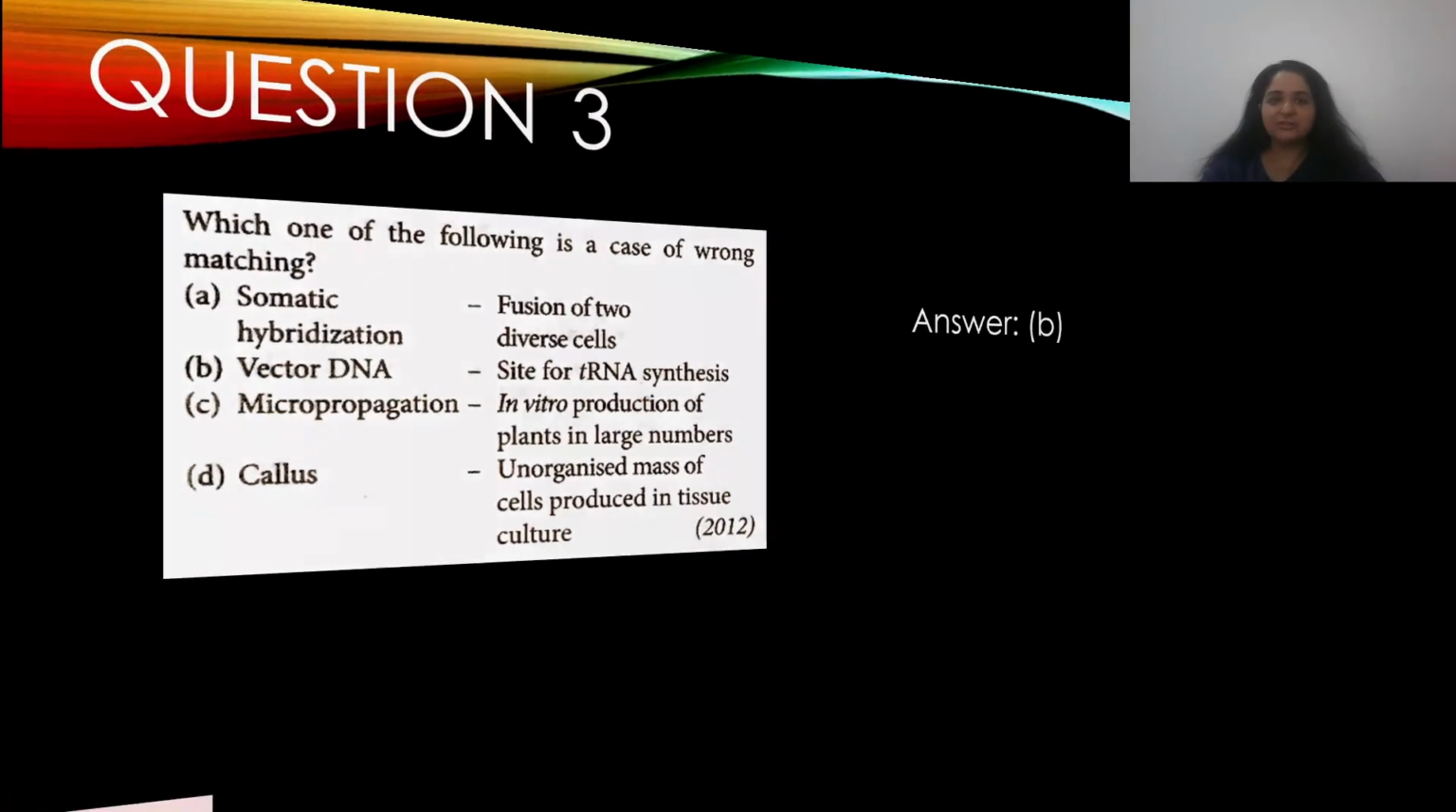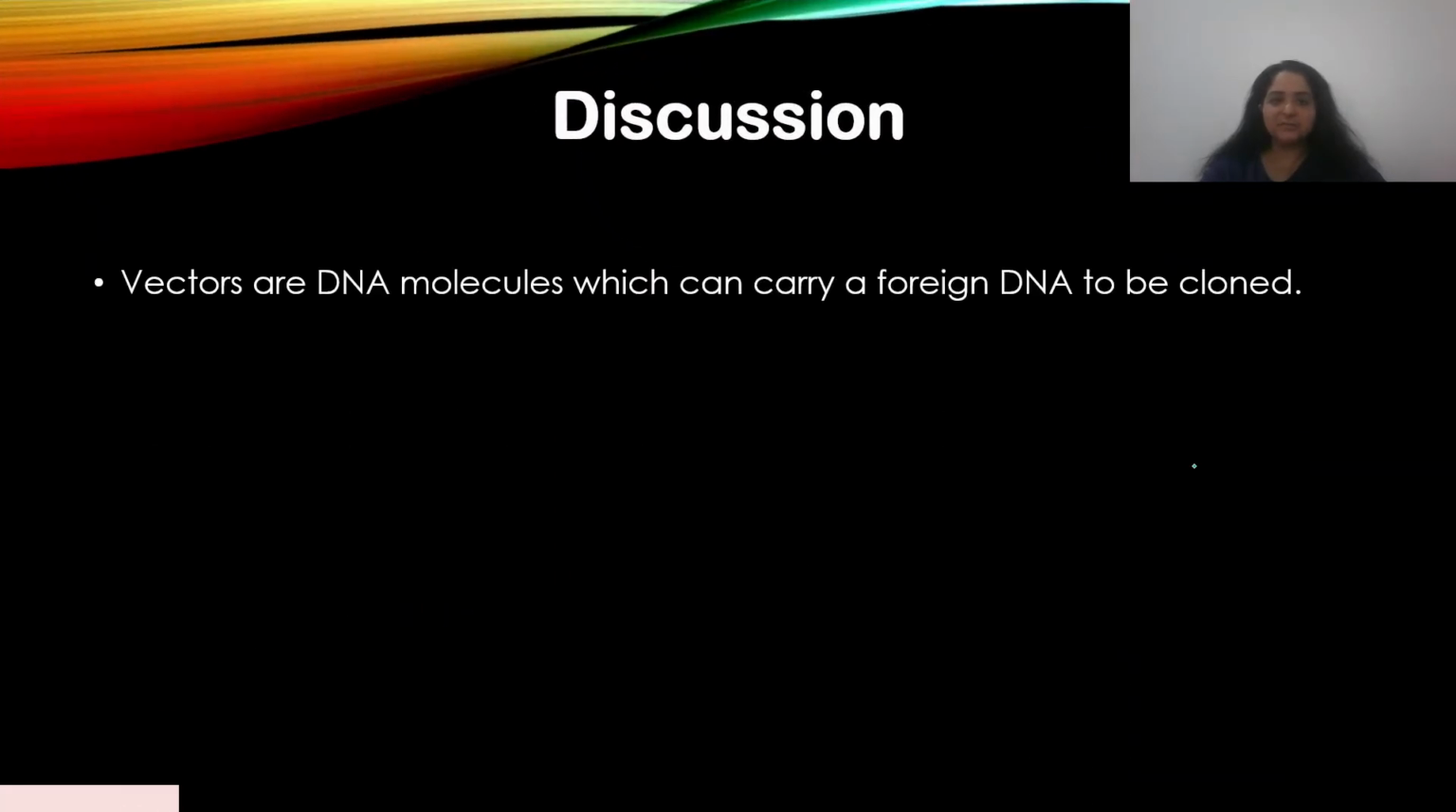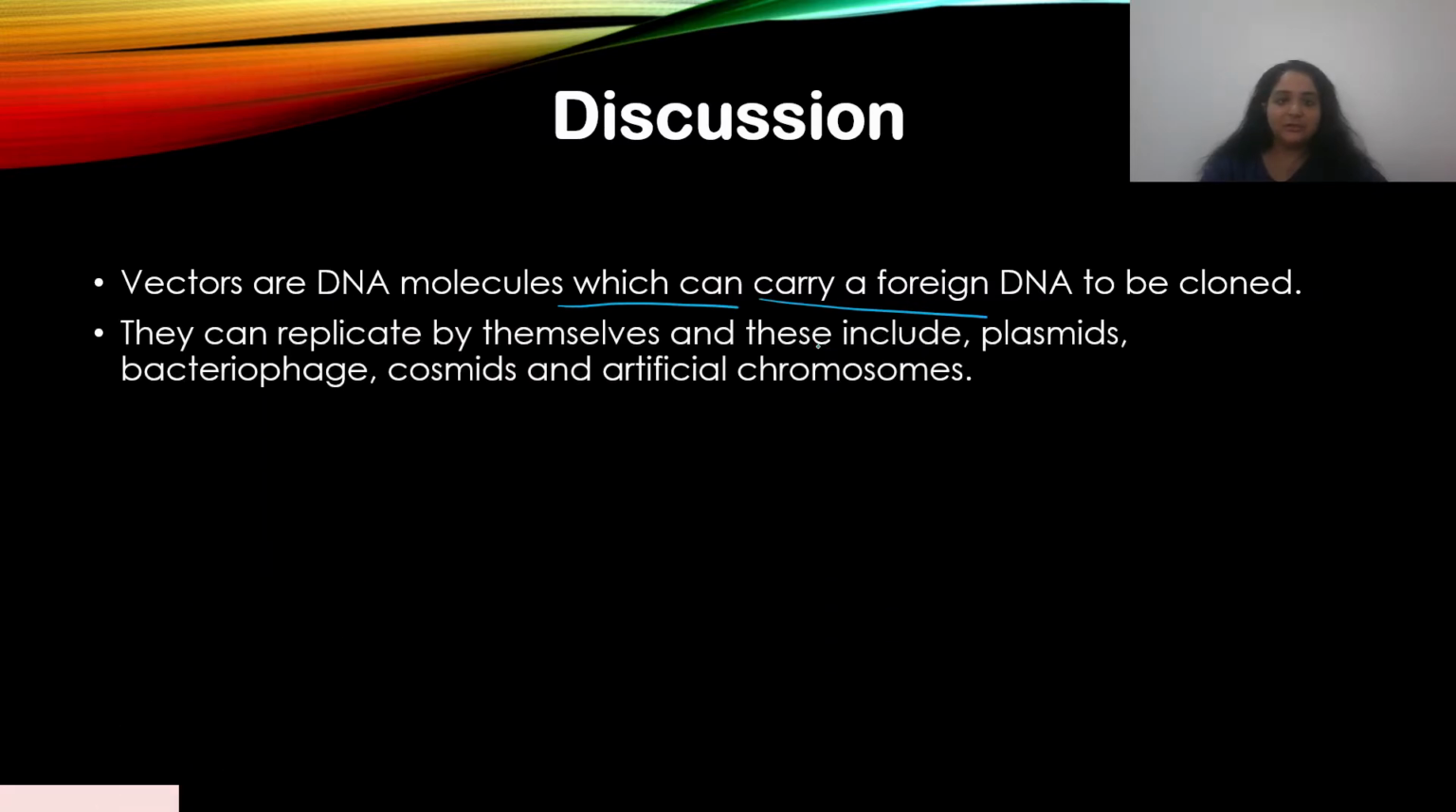We already discussed vector DNA, so it's pretty much the same answer. They carry a foreign DNA to be cloned, and they can replicate by themselves. Yes, they have the ability to do that. Some of the examples are plasmids, bacteriophage, cosmids, and artificial chromosomes. So this is one of the features of a vector: they should be able to replicate themselves.